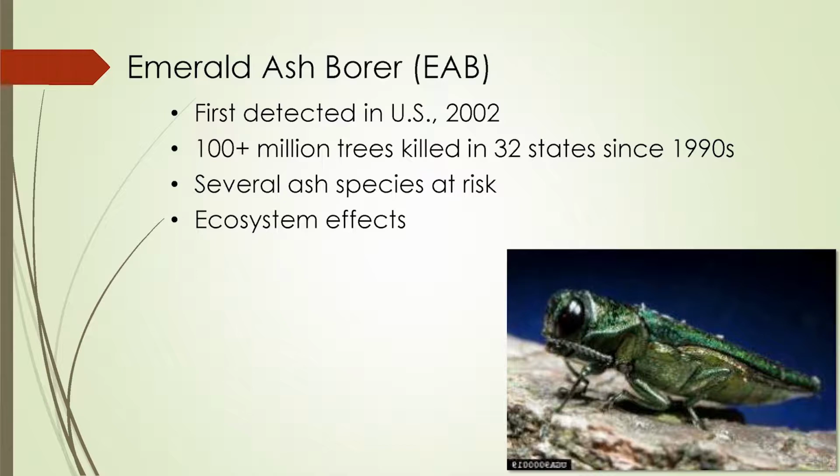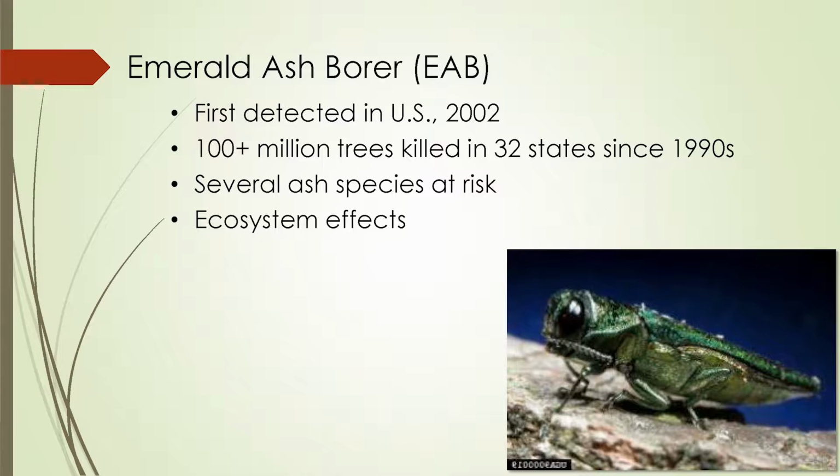This insect was first detected in Detroit, Michigan in 2002. Based on tree ring analysis, we know the invasion started in the mid-1990s. Despite monumental efforts for eradication and containment, it has spread to 32 states, expanding west as far as Colorado. Over 100 million ash trees have been killed by emerald ash borer.